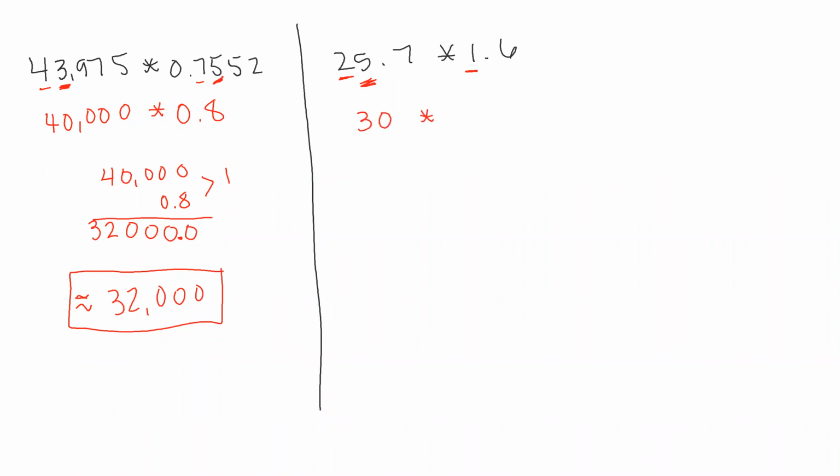Now 1.6, I'm going to round the 1. Looking to the right of that, the 6 tells me to round up. That's going to make the 1 a 2. And then 30 times 2 is 60. So 25.7 times 1.6 is approximately 60. Now, if we do the actual calculation, and I'm going to cheat and just use my calculator for the sake of time, we would get 41.12. So this is a pretty rough estimation, but an estimation all the same.